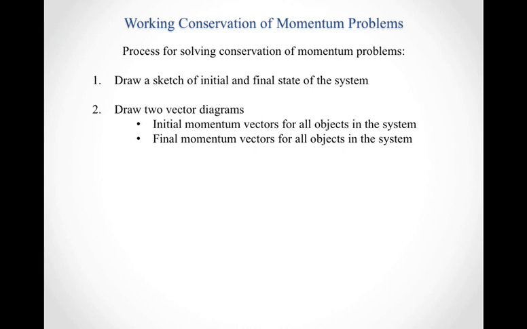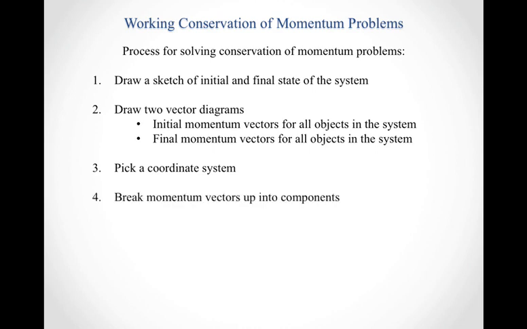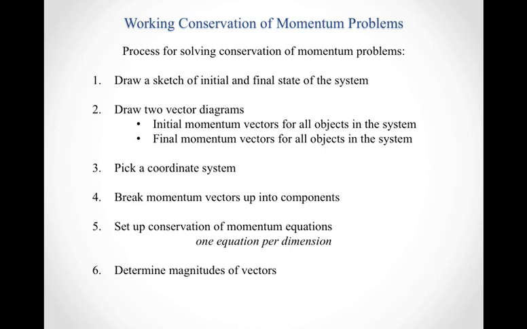Then that's going to let us draw out two vector diagrams. So we're going to be able to draw out the initial momentum vectors for all the objects of the system, and then we'll draw out the final momentum vectors for all the objects of the system. As with any vector problem, we're going to pick a coordinate system. We're going to break those momentum vectors up into their components. We're going to set up conservation of momentum equations, and we need to set up one equation per relevant dimension in the problem.